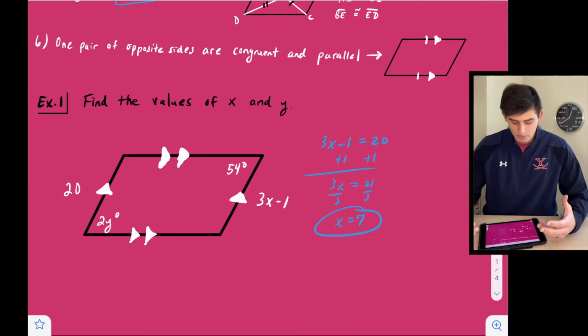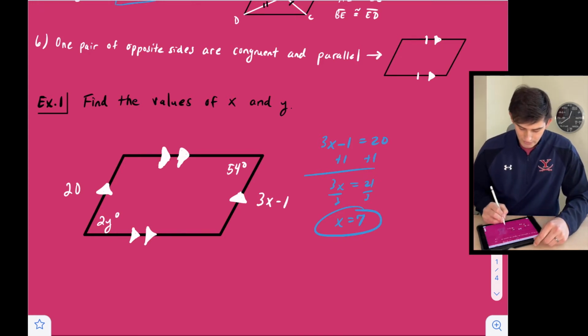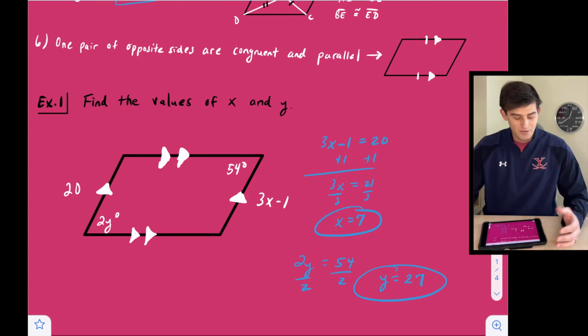Now we can also use the fact that opposite angles are congruent, and we can say 2y equals 54, and we can divide by 2, and we get y equals 27, okay? So we've solved for those.